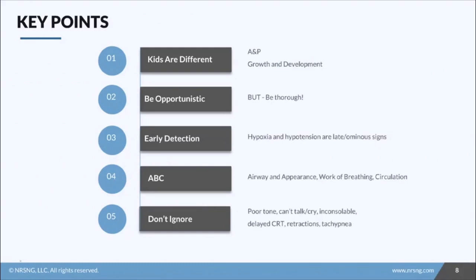So your key learning points to take away are that kids are different, and this means that you do have to use different skills and know what to look for. Number 2, be opportunistic, but be thorough. Number 3, early detection is so important if we're going to have good outcomes. So remember, hypoxia and hypotension are late signs. Know your ABCs. That's a great structure for making sure that you don't miss out on those red flags. And then finally, commit those red flags to memory. Don't ignore them, even if your patient doesn't look that bad. Remember, the goal is to keep them from ever getting to that point so that we can have the best outcomes.